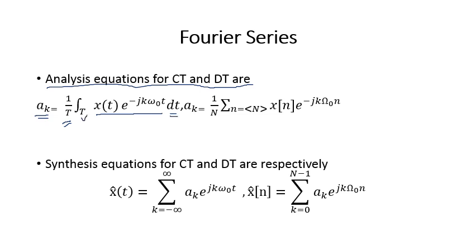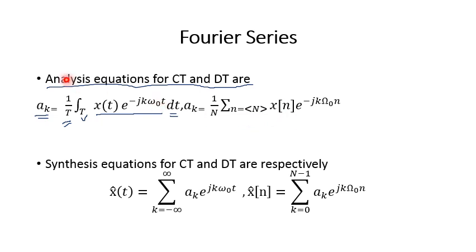You understand, over one period can be from 0 up to T, or you can also take from minus T/2 to T/2, or from T up to 2T. The integration is just over one period, and one period is whatever seems easy for you. Similarly for the discrete time case, again this is the expression.